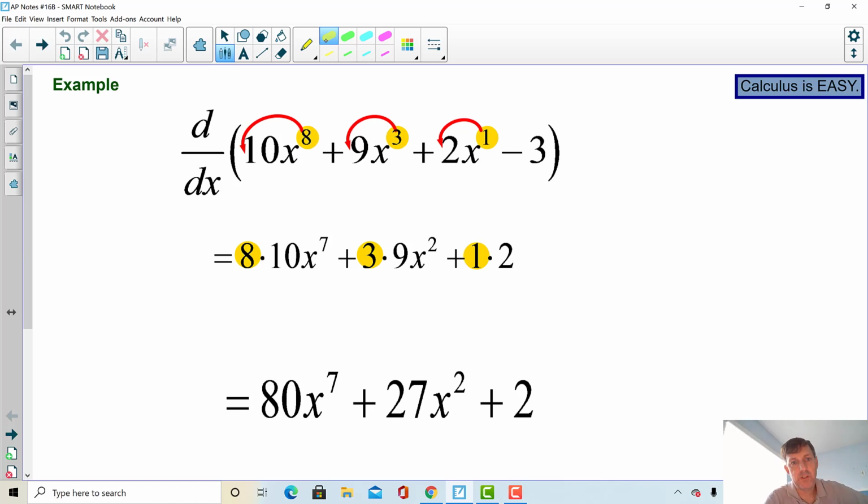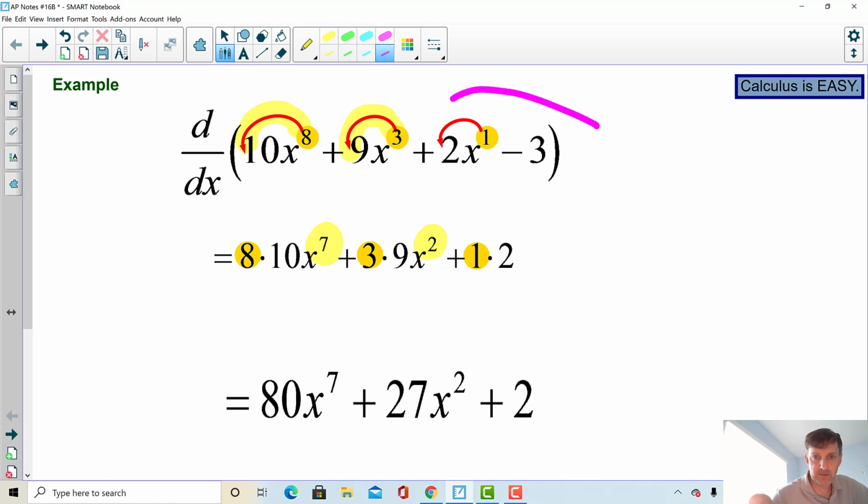Okay, we're just going to run through a bunch of examples today. The first one is the power rule. Notice when we do the derivative, this 8 will come down. The new power will be 7. The 3 comes down, new power is 2.